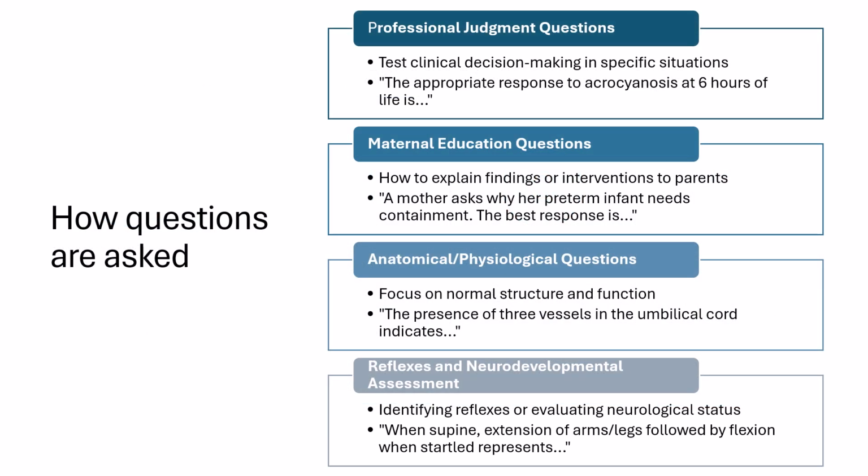You'll also see professional judgment questions testing your clinical decision-making, like what's the appropriate response to acrocyanosis at 6 hours of life versus 48 hours? Maternal education questions test how you'd explain findings to parents. Anatomical questions focus on normal structure and function, like umbilical cord vessel numbers. And questions about reflexes and neurodevelopmental assessment are extremely common, asking you to identify specific reflexes or evaluate neurological status. The key is to read each question carefully and identify which type you're dealing with before answering.